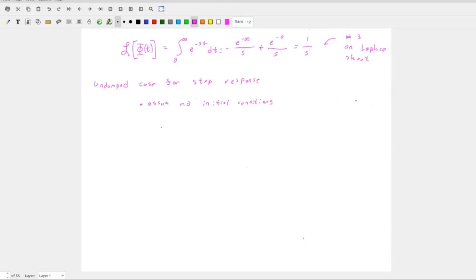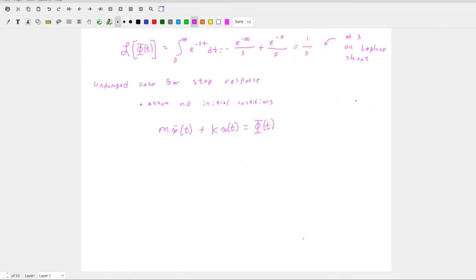So our equation of motion, right, is going to be m x double dot of t plus k x of t is equal to capital phi of t. Right, so we can take the Laplace transform of both of these sides.